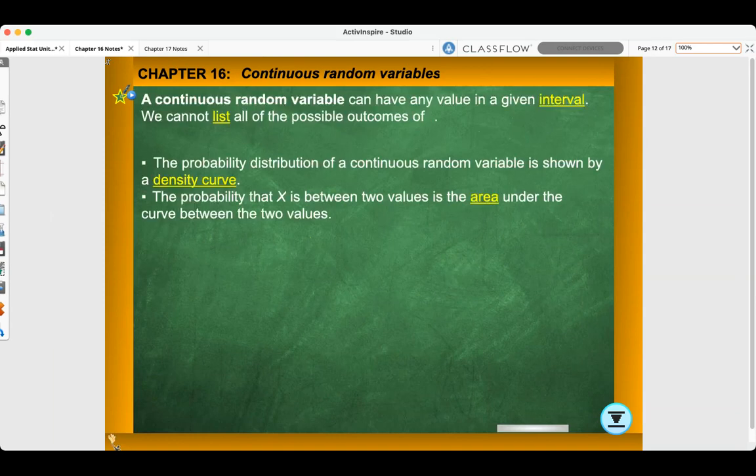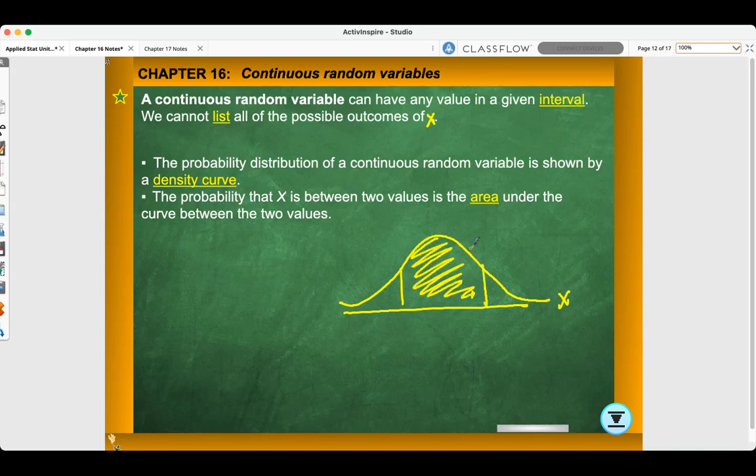A continuous random variable can have any value in a given interval. We cannot list all the possible outcomes of x. The probability distribution of a continuous random variable is shown by a density curve. The probability that x is between two values is the area under the curve between the two values. So for example, I have my density curve here, the normal curve, and this would be x. These would be my two values, and this is the probability under the curve between the two values.